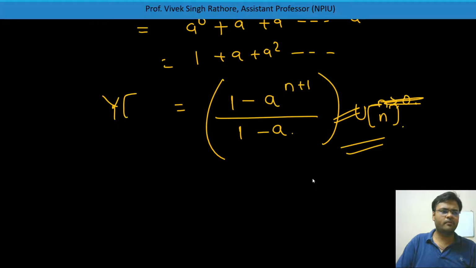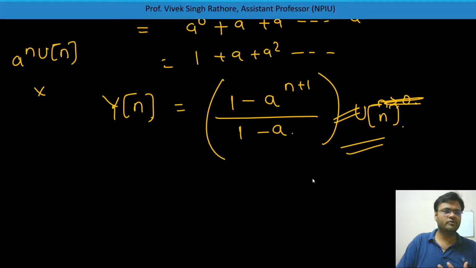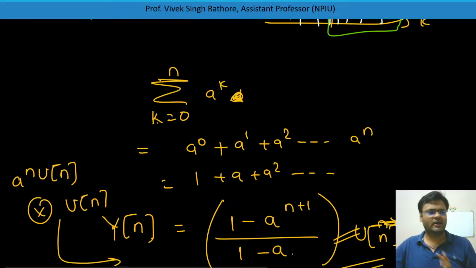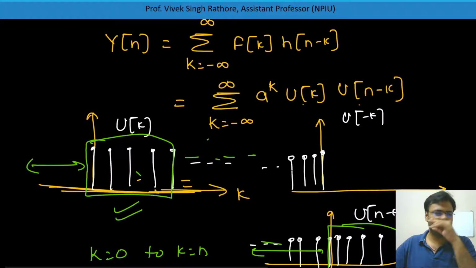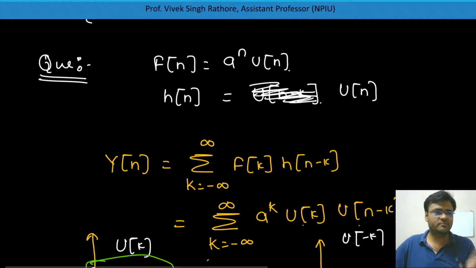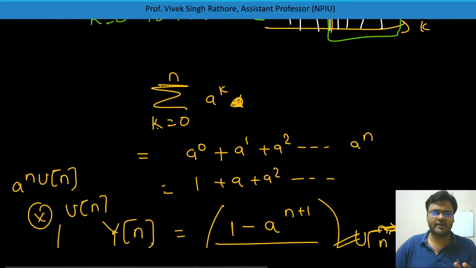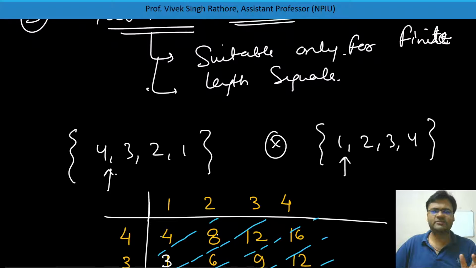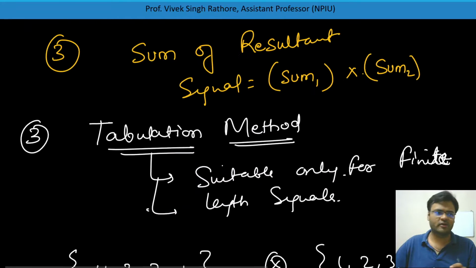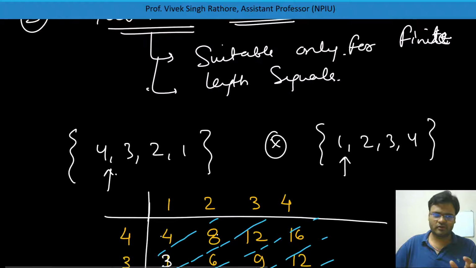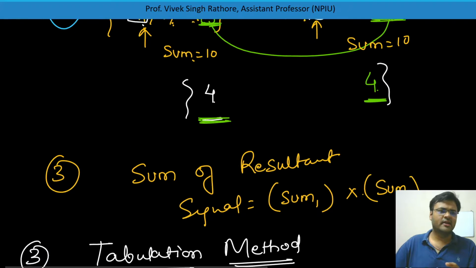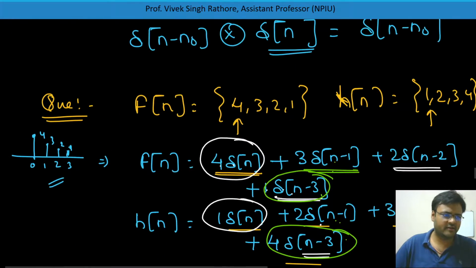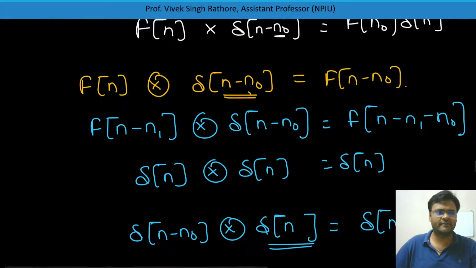This is your output when we are doing a to the power n u of n convolution with u of n; we are getting this type of answer. So see, I have told you four methods of how to convolve. This type of problem will be solved by this mathematical expression only. And then the tabular method, where samples are there, is an easy shortcut method, but it is not suitable for infinite length signals. And then the multiplication method we have also seen, and the graphical method we have also seen.